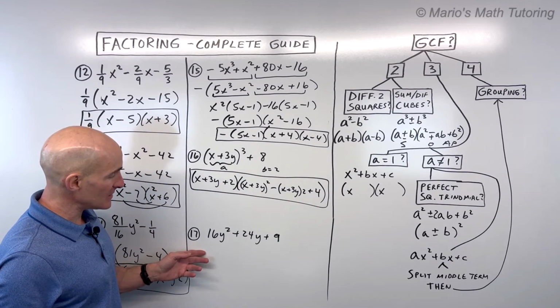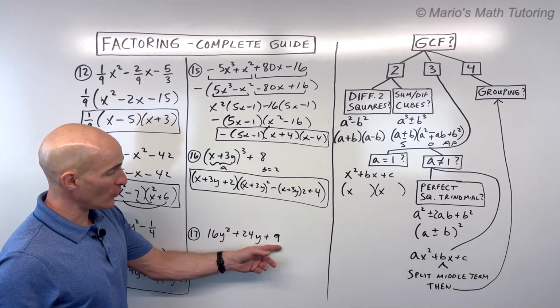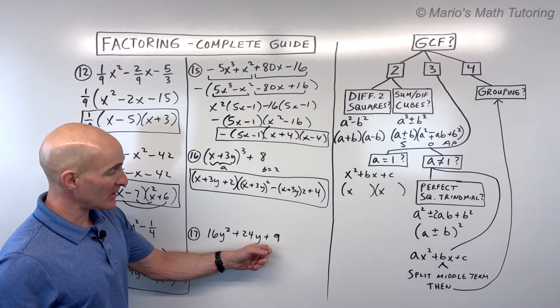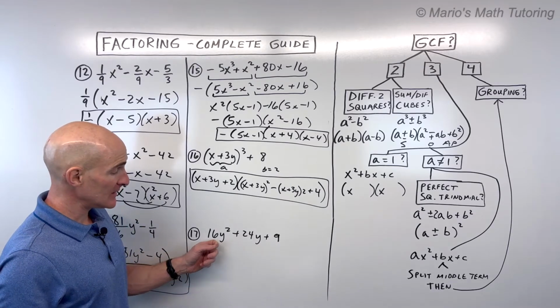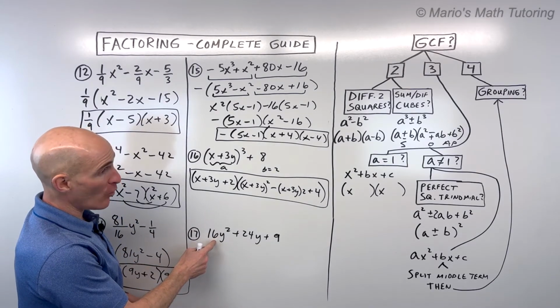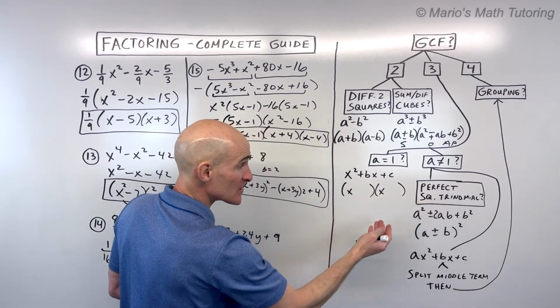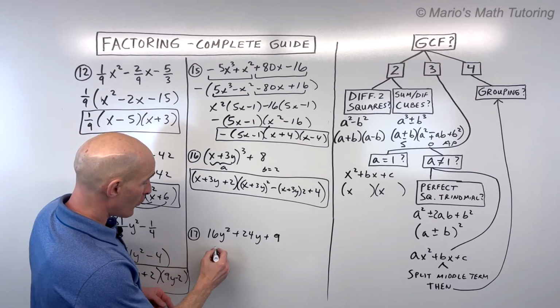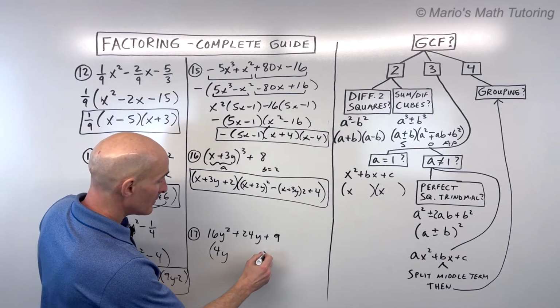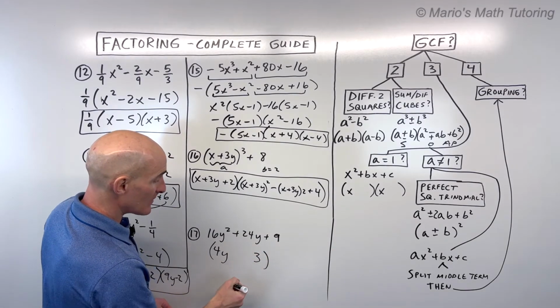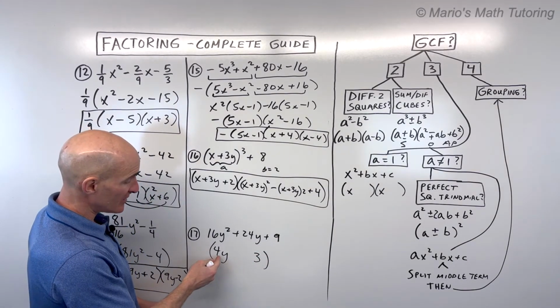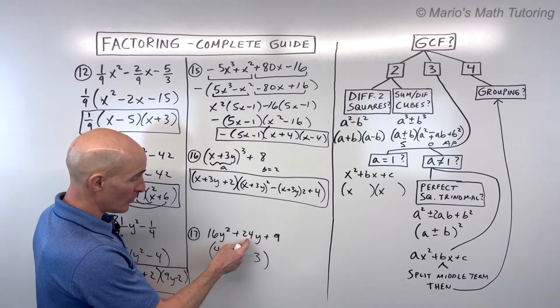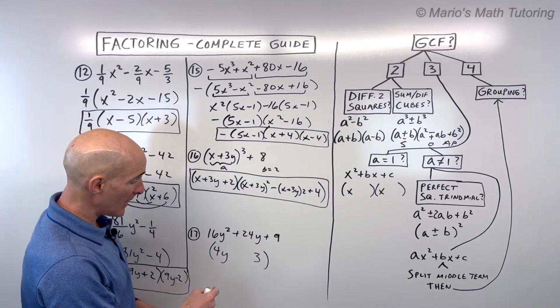Number 17, what do you think for this one? We've got a trinomial. There's not a greatest common factor. Leading coefficient, this a value is not 1. Well, let's check to see if it's a perfect square trinomial. Yeah, this is a perfect square because 4y times 4y. This is a perfect square because 3 times 3. All I have to do is check, does 4y times 3 doubled equal 24y?